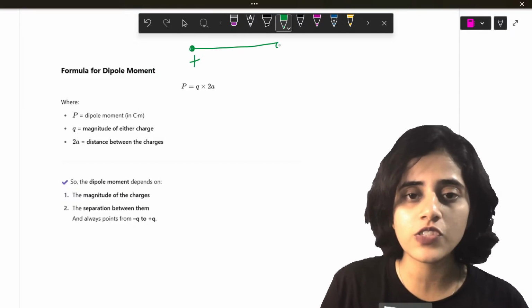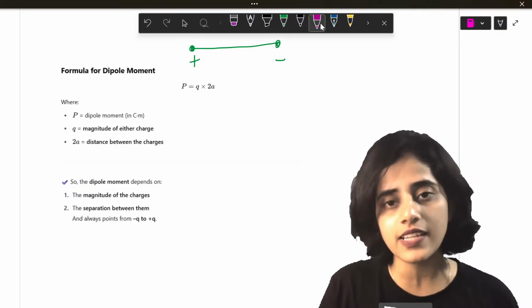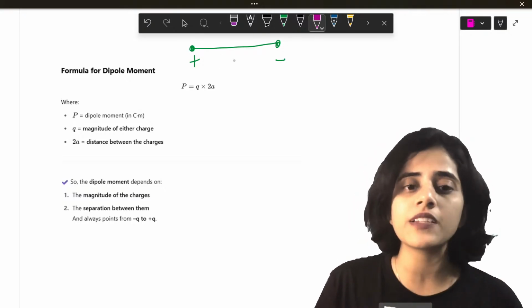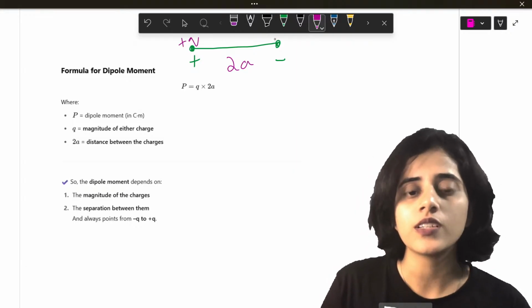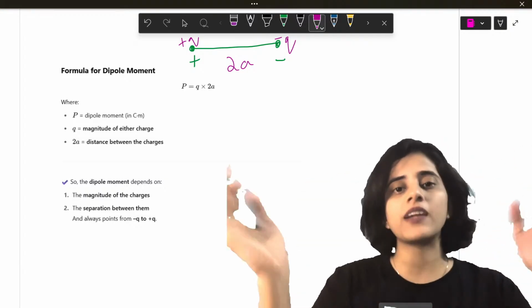This is the positive charge. This is the negative charge. As I said, in your NCERT, they are separated by a distance of 2a. So this is plus q. This is minus q. They are separated by a distance of 2a.